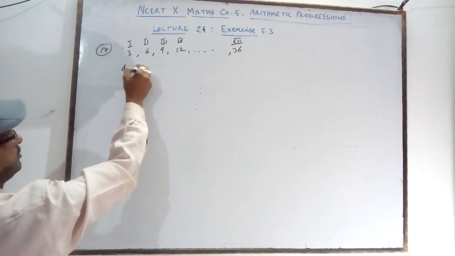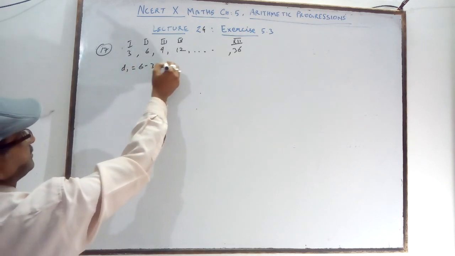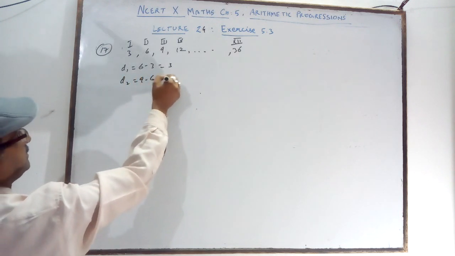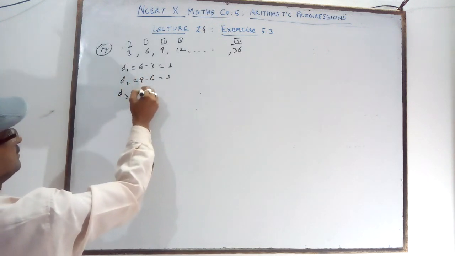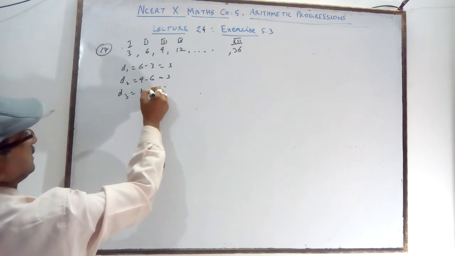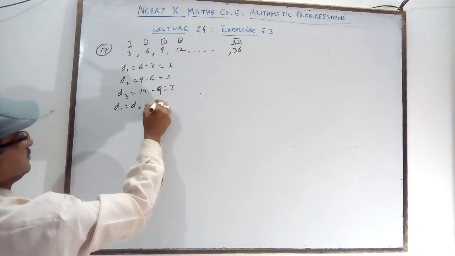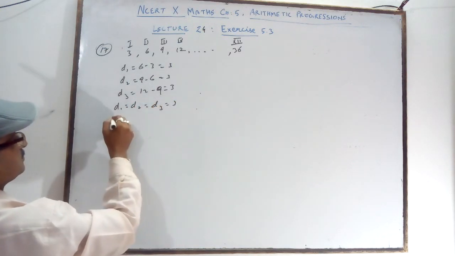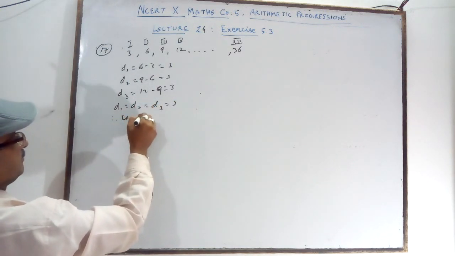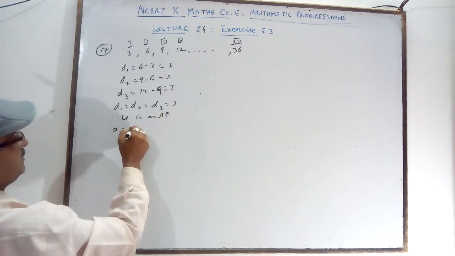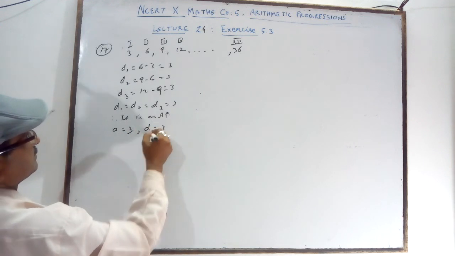So you find out D1 = 6 minus 3, 3; D2 = 9 minus 6, 3; D3 = 12 minus 9, 3. So D1 is equal to D2 is equal to D3, which is 3. So it is an AP. If it is an AP, then what is A? 3. What is D? 3.